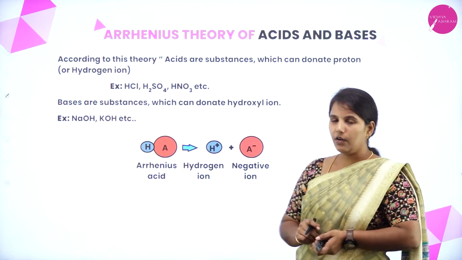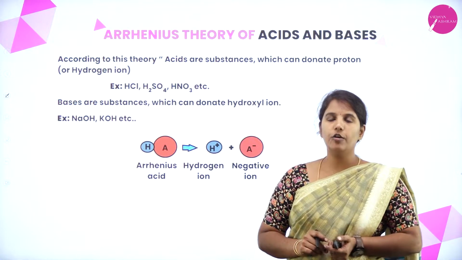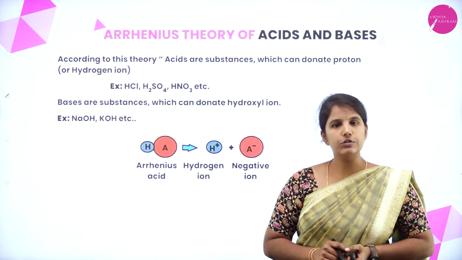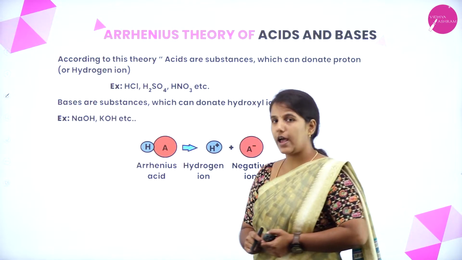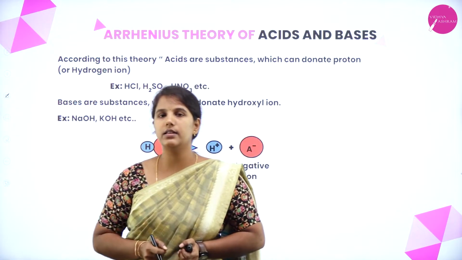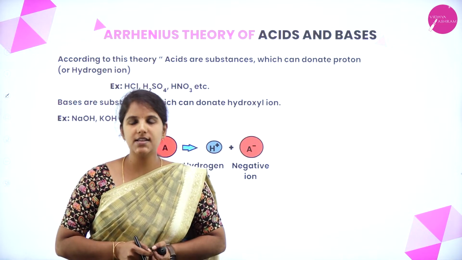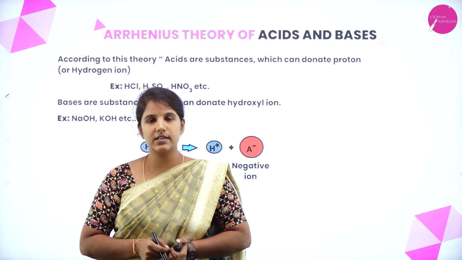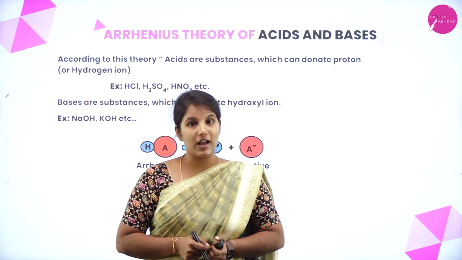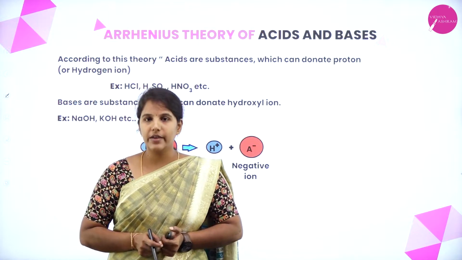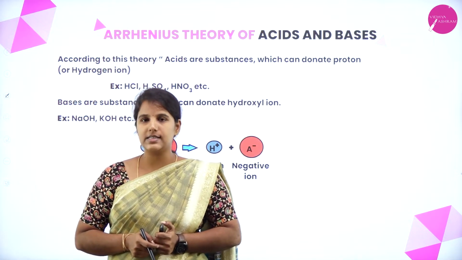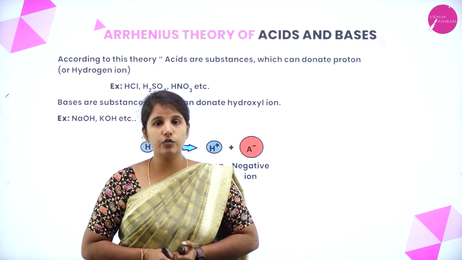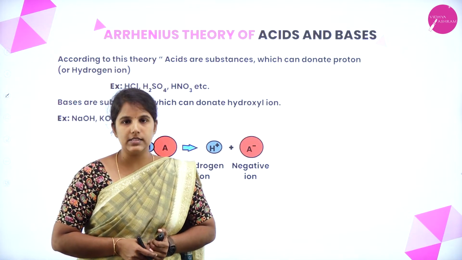Next, we are going to understand the Arrhenius theory of acids and bases. Usually, when we are studying the theories of acids and bases, there are three theories. One is the Arrhenius theory of acids and bases. Next, the Bronsted-Lowry theory of acids and bases, and lastly we have the Lewis theory of acids and bases. First, I will go with the Arrhenius theory of acids and bases.